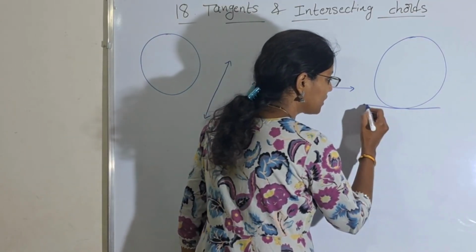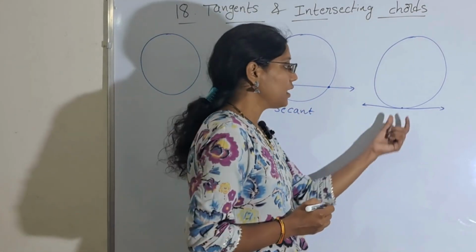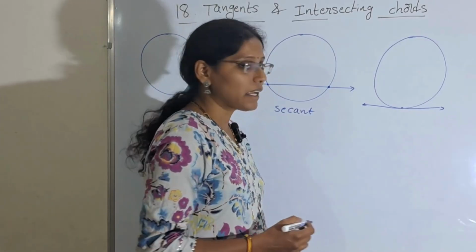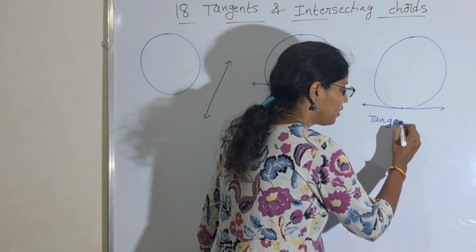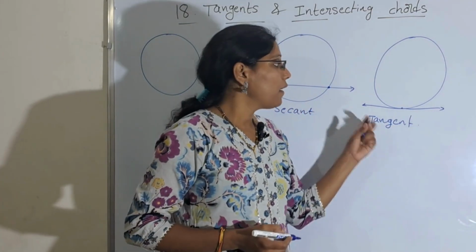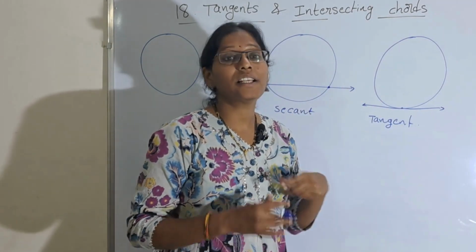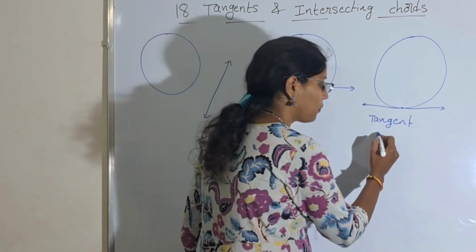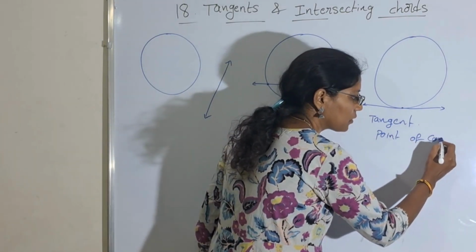Next, this is one circle. This line is intersecting the circle at 1 point. Here you should observe the line is intersecting the circle at 1 point. This we can call a tangent. You should observe this line is intersecting the circle at 1 point. Where it is intersecting, that we can call the point of contact.